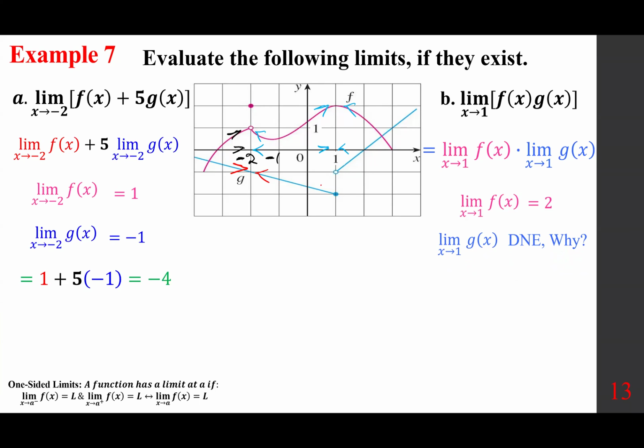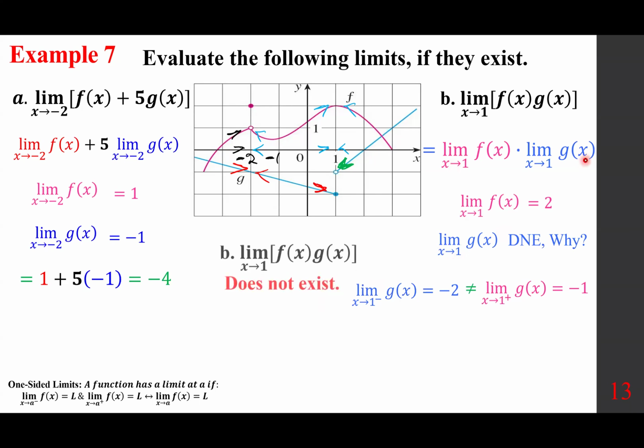When we approach 1 from the left, it takes us here, which has the value -2. When we go from the right, it moves this way, moving towards this point, having the y coordinate -1, because the one-sided limits for g of x as x approaches 1 from the left and 1 from the right are not the same, then the limit of g of x as x approaches 1 does not exist. Their product doesn't exist either.